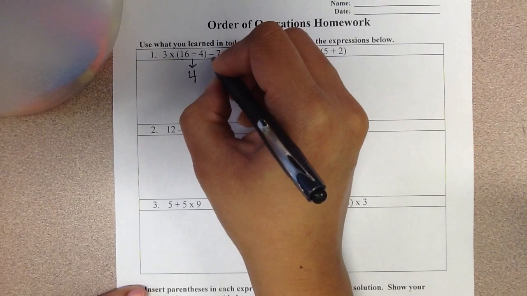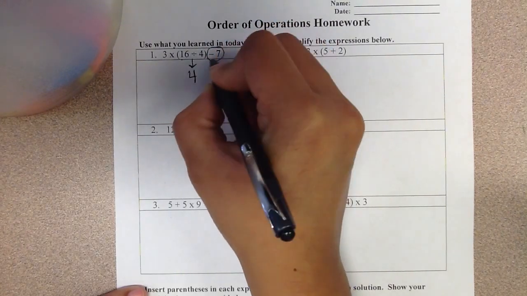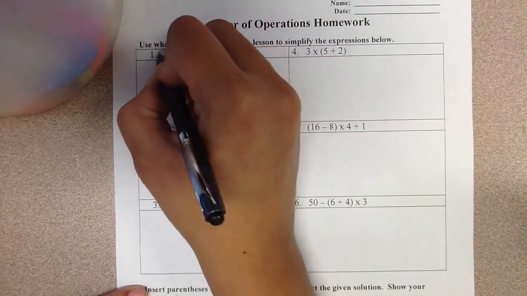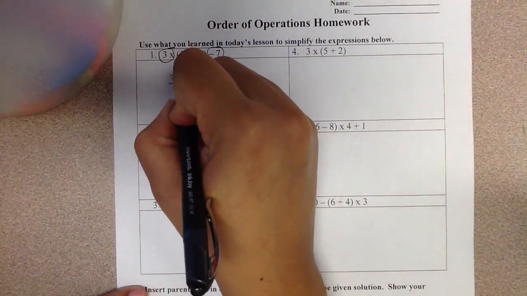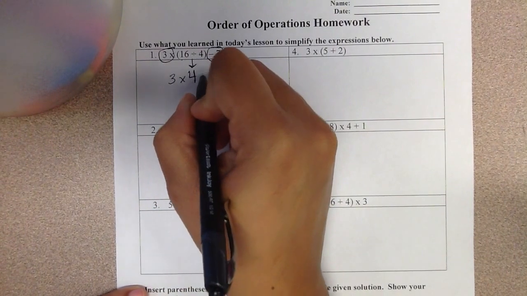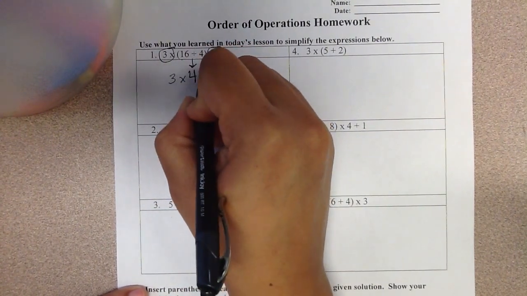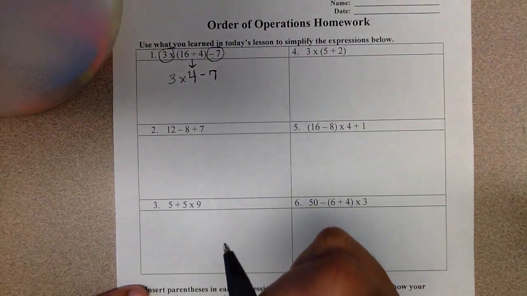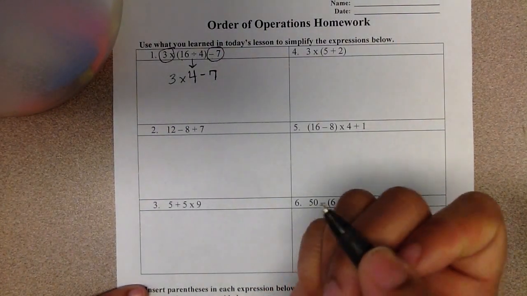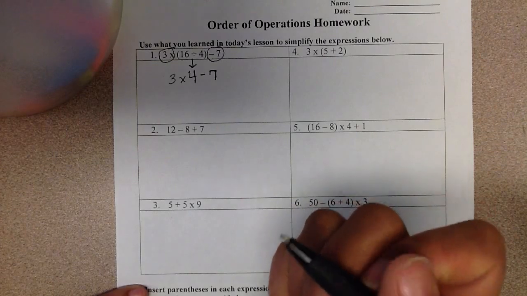Now, what I do with these extra pieces, I circle the extra pieces, including the symbol. And I put it down right here with that 4. So there's a 3 and a multiplication symbol. And on the other side of the 4, because I answered that part, there's a minus 7. Okay? Now, the next thing I have is exponents. After the P comes the E for exponents.